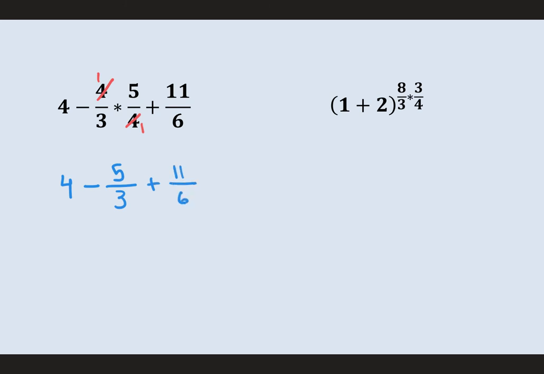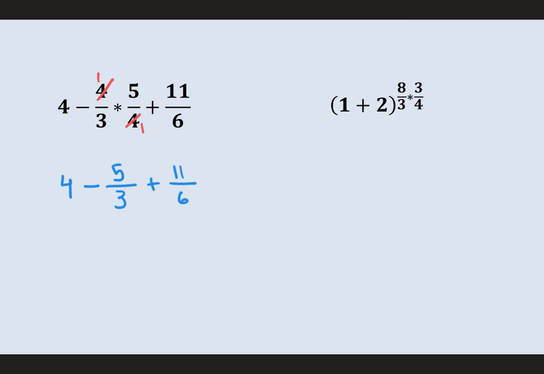All right. The next thing we're going to do is add and subtract in a left to right fashion. Now you'll notice a lot of people have this instinct to do the addition first. That's not the case. We go in a left to right fashion. Since we only have addition and subtraction left, it's going to help us to make everything have a common denominator. So I'm going to go ahead and do that.